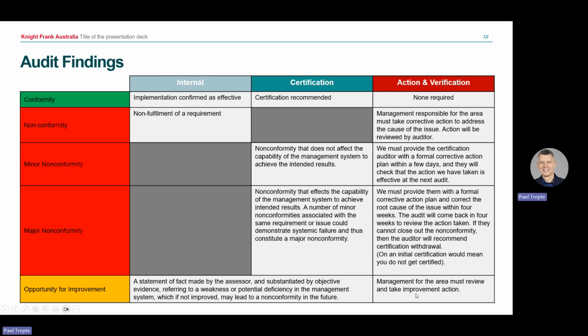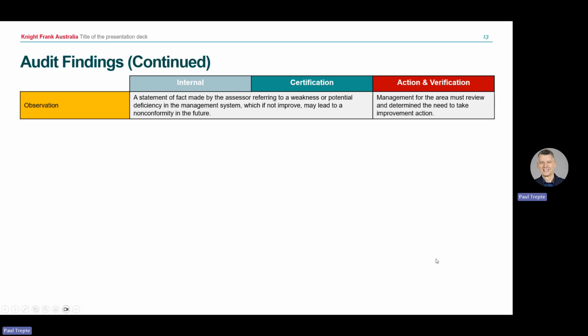If we raise an opportunity for improvement in both internal and certification audits, the management for the area should review and take improvement actions where appropriate. And similarly for observations, management for the area must review and determine the need to take any improvement action.